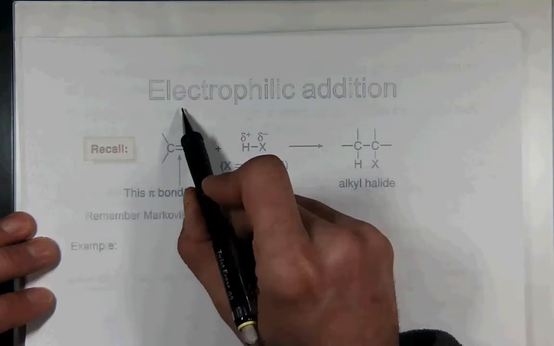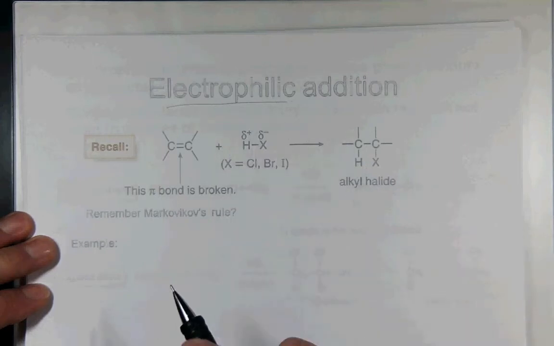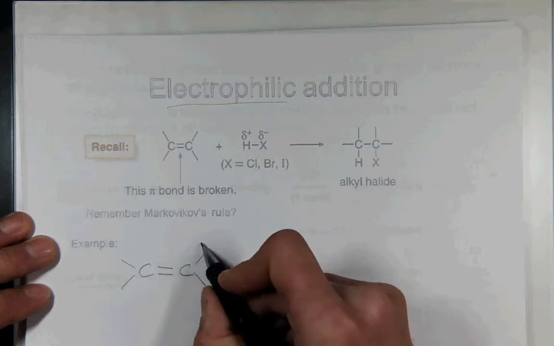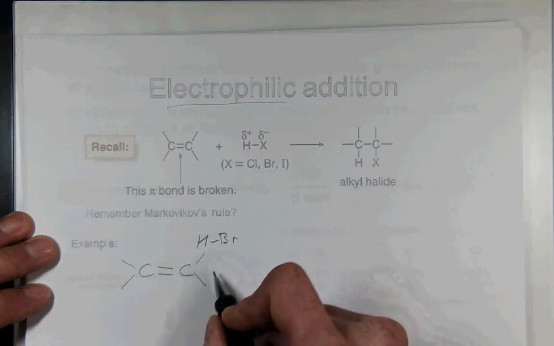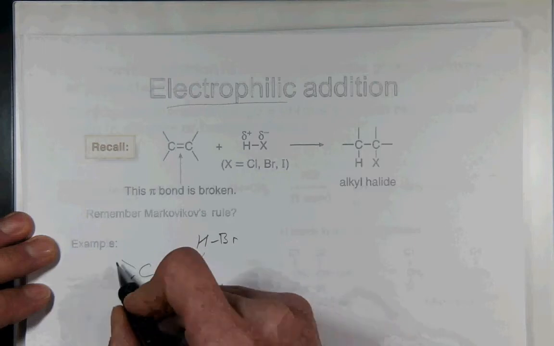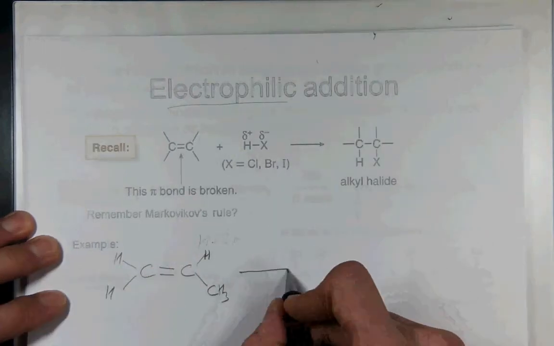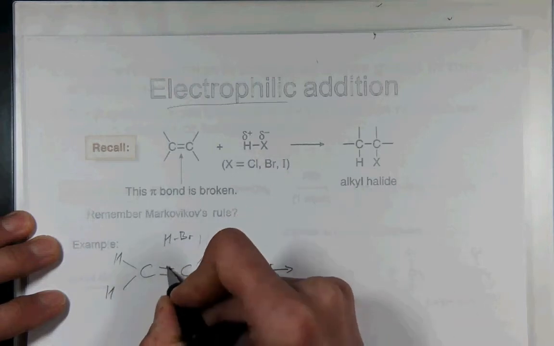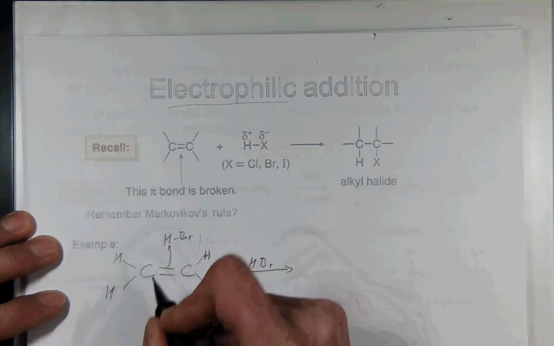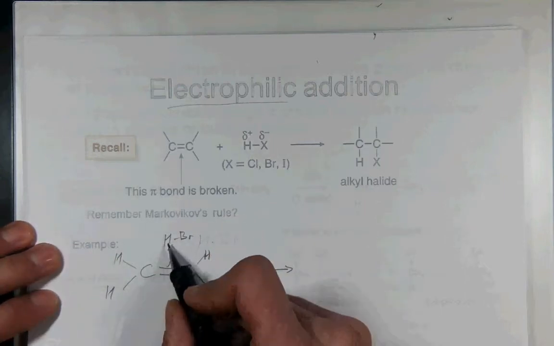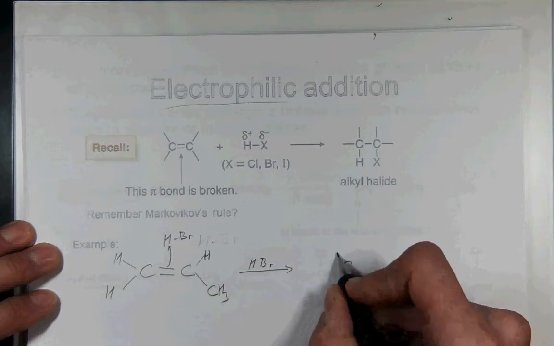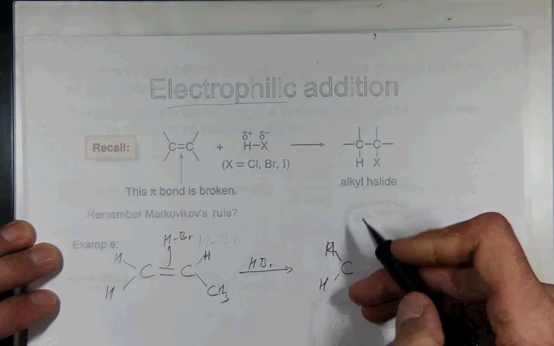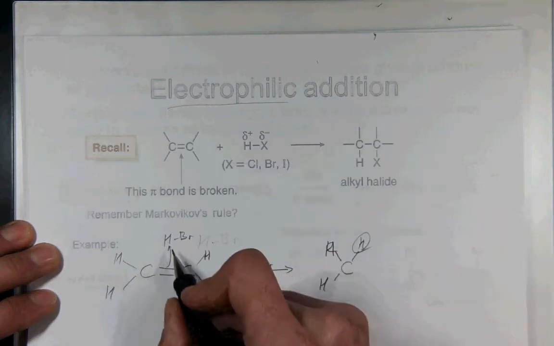Just a brief review of electrophilic addition. You can add across a double bond. Let's add HBr. This double bond opens up and bonds to this hydrogen. This is a hydrogen I just added.